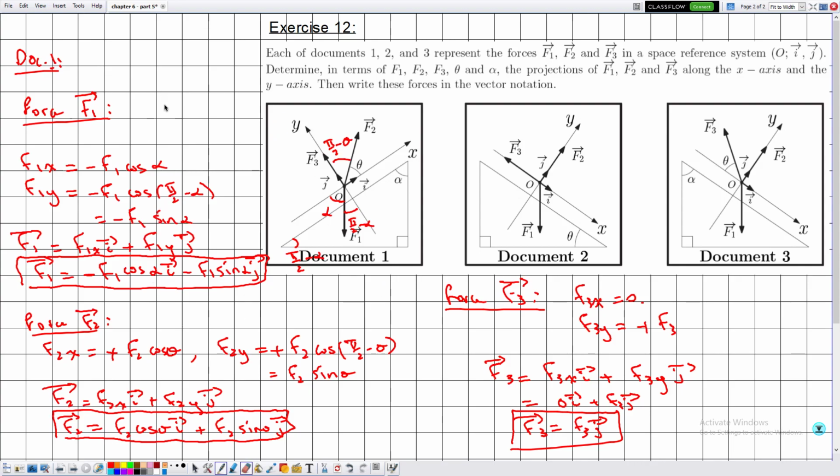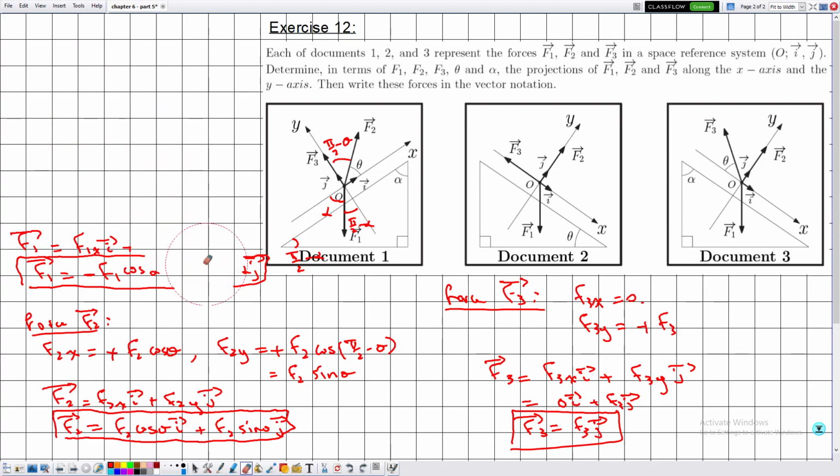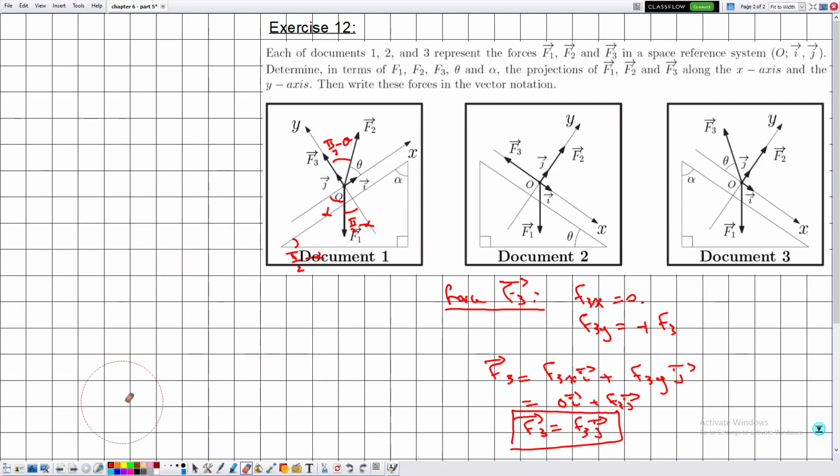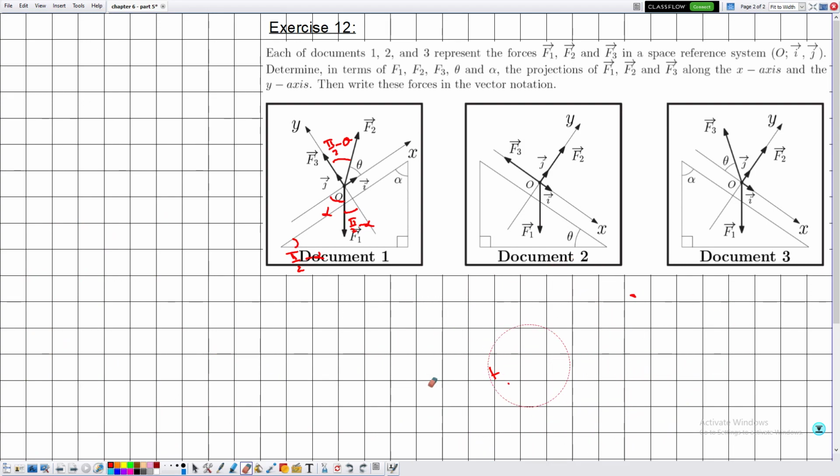Now for document 2, before we start analyzing the document, let's determine the different angles.